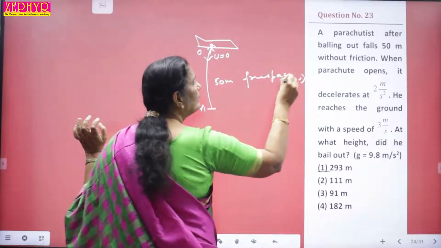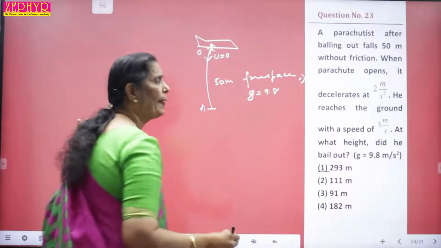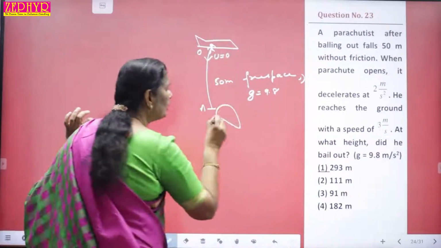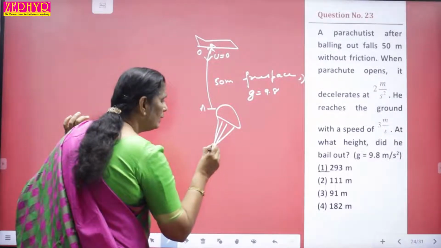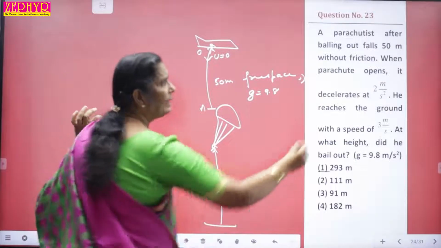Free space, so that means acceleration due to gravity will be 9.8. After that he will open the parachute. Look, he opens the parachute. See this person. Now he starts descending, he is landing. That's what he is telling.